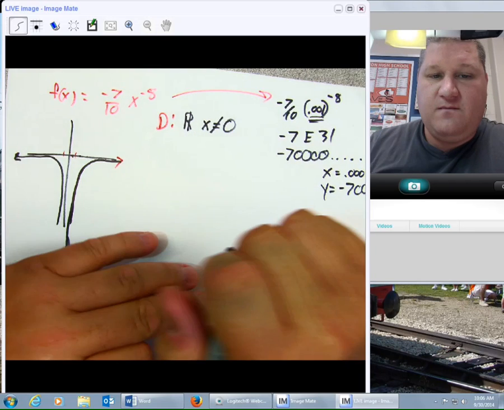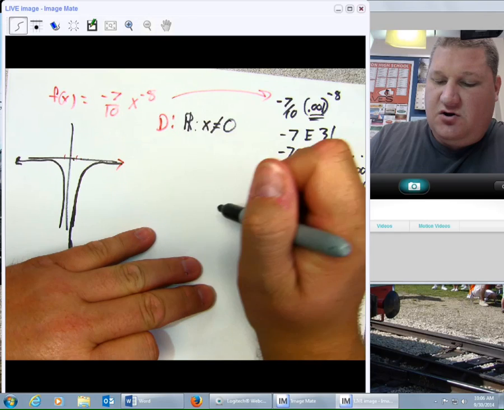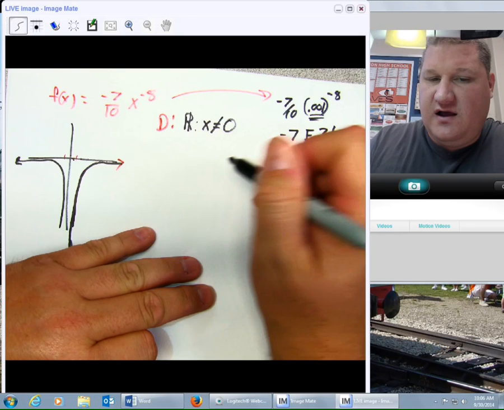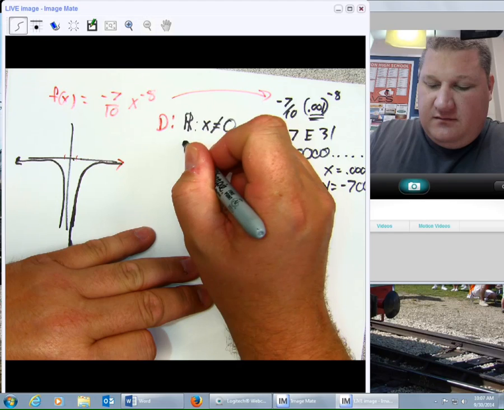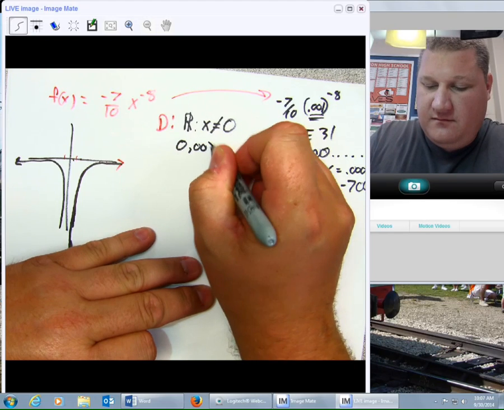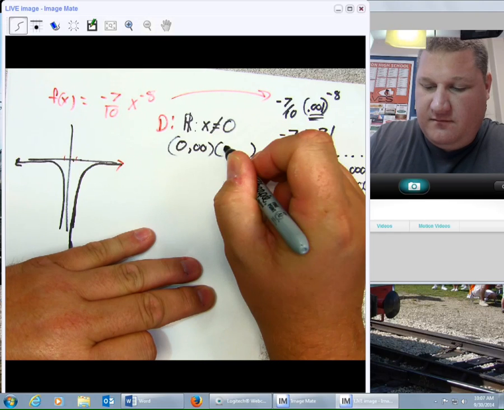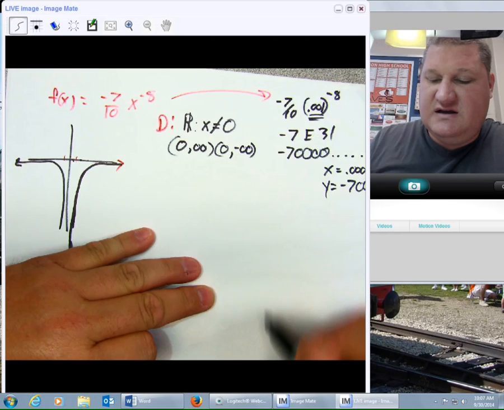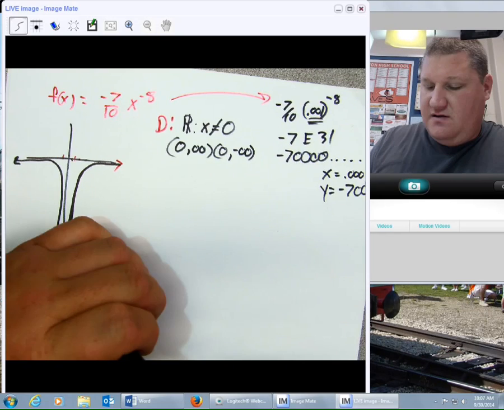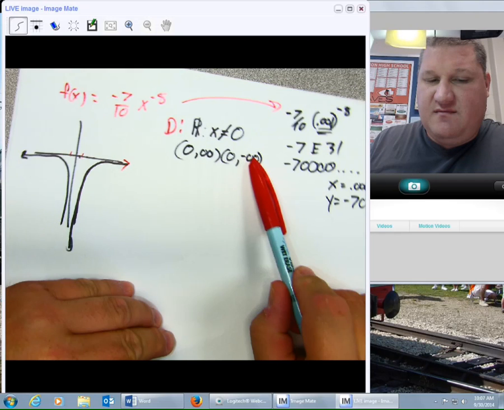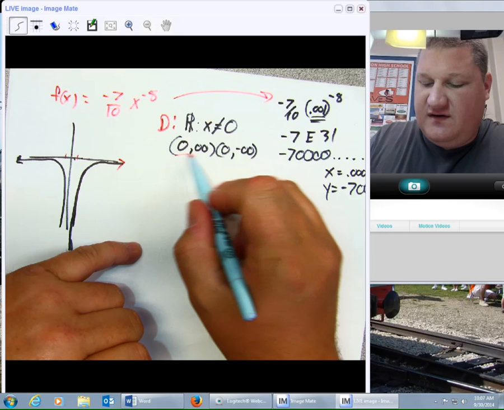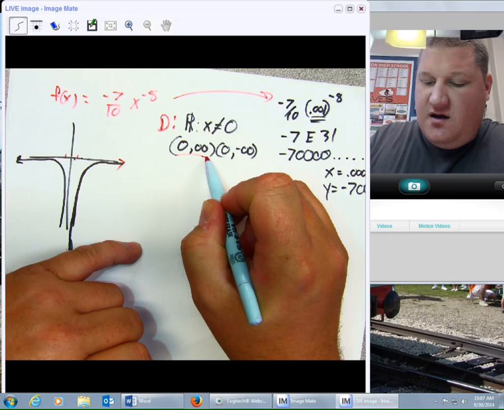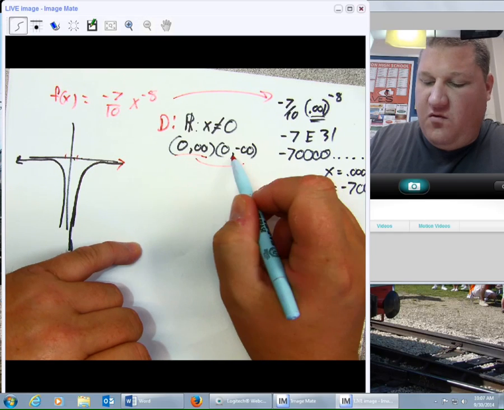Now, ladies and gentlemen, let's also give you another key piece. For those of you that like writing it in interval notation, this is not right. This does not make any mathematical sense because I have 0 to infinity, which might be okay, but it's been put before this thing.